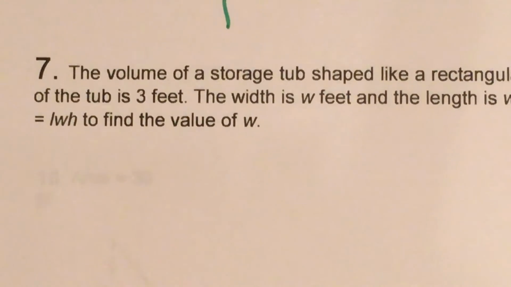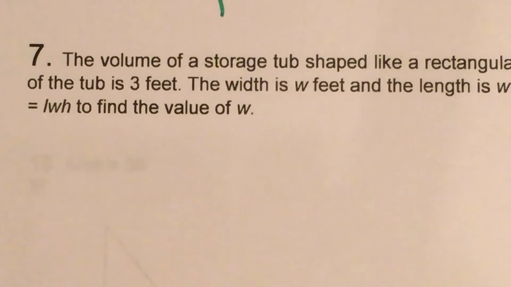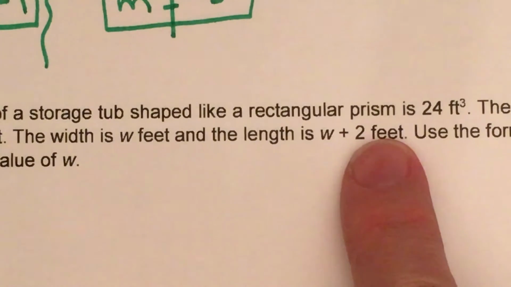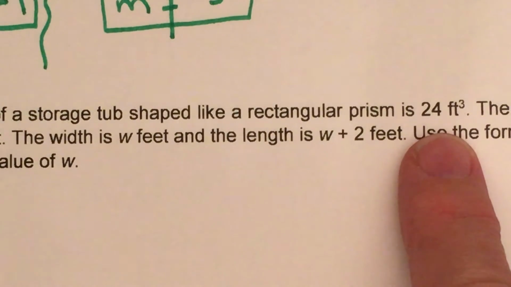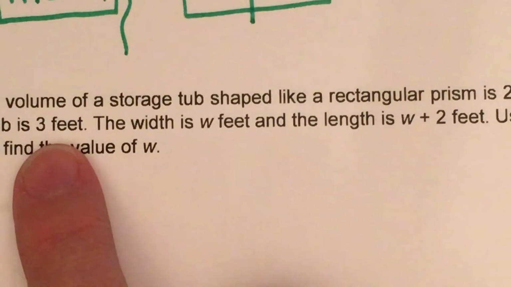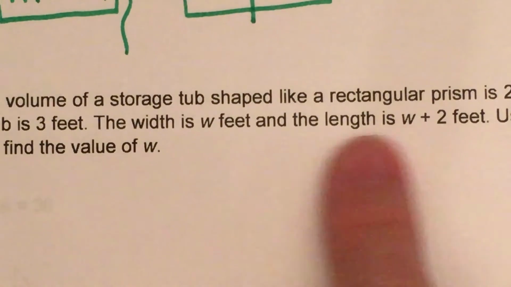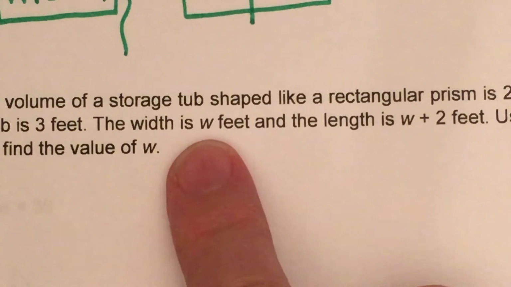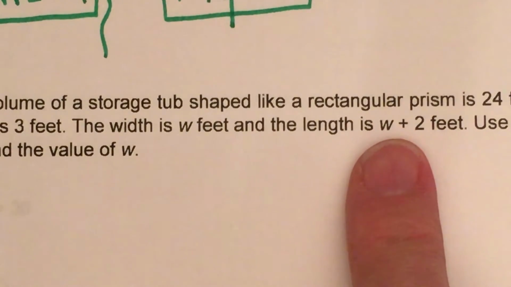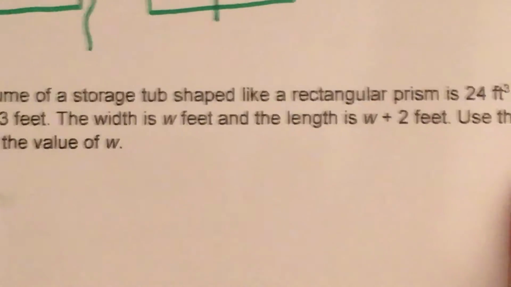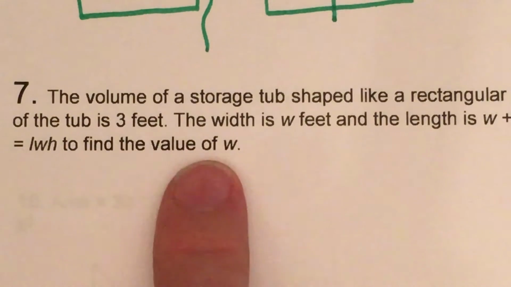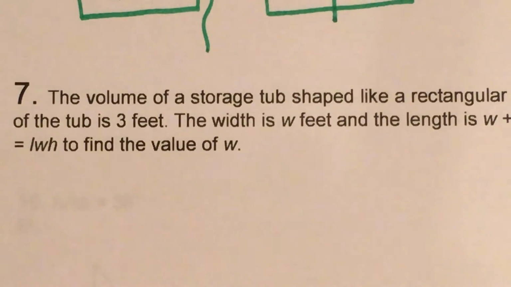Let's go look at number 7. The volume of a storage tub shaped like a rectangular prism is 24 feet cubed. The height is 3, the width is W, and the length is W plus 2. Use the formula for the volume, length times width times height, to find the value of W.